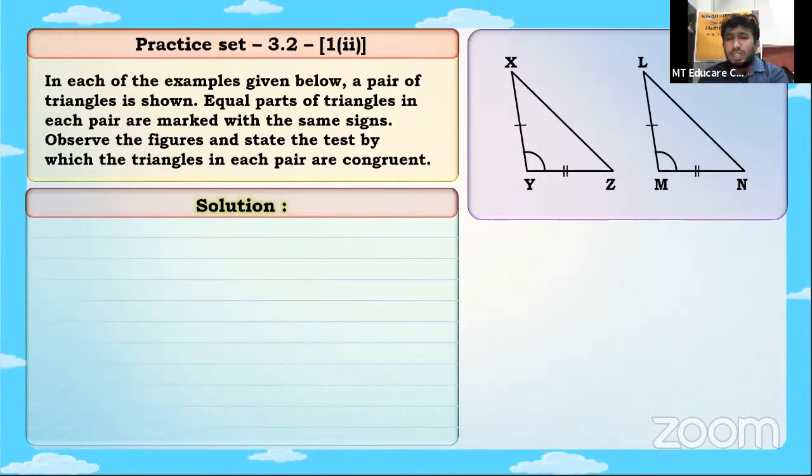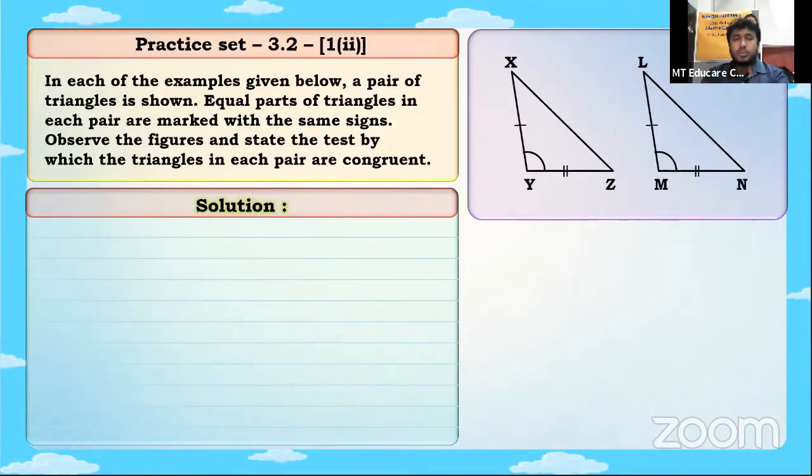I want each and every student to pay attention. Students, the y that you see here is not 90 degrees. For 90 degrees we put a square sign. This is a round sign, which means it is not 90. Observe the figure, students, and tell me triangles will be congruent by which test? Wow, that's really great. Triangles will be congruent by SAS test.